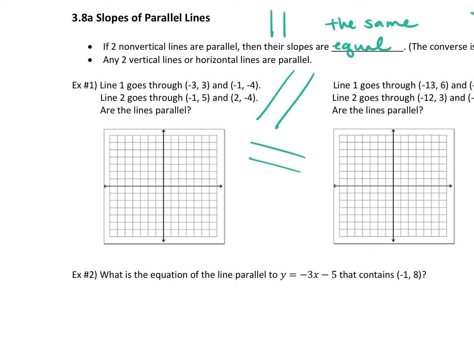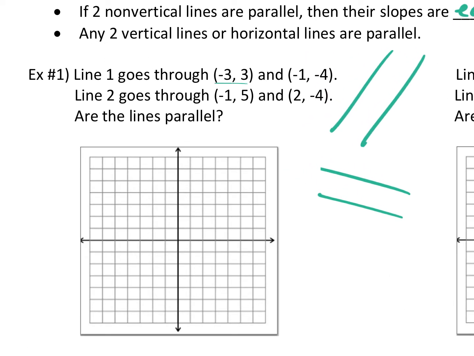Super short lesson, okay? The first thing we're gonna do, it says line 1 goes through these 2 points. Line 2 goes through these 2 points. Are they parallel? Okay, so here's what we do. We plot those points. So negative 3, 3. 1, 2, 3, 1, 2, 3.